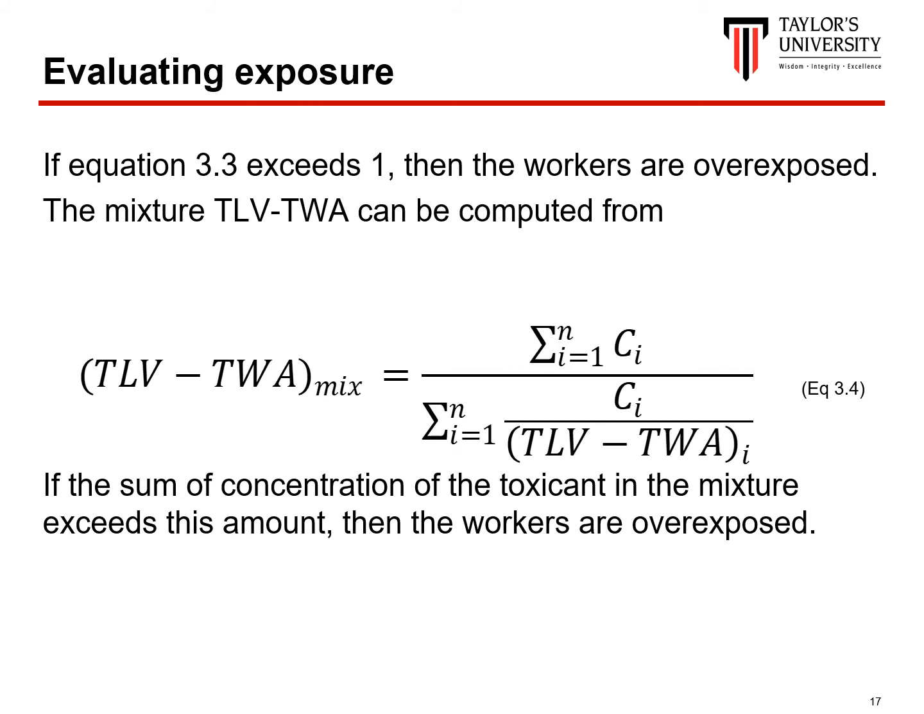If the summations of concentrations of the toxicants in the mixture exceeded this amount, then the workers are also overexposed. So for mixtures of toxicants with different effects, such as an acid vapor mixed with lead fumes, the TLV cannot be assumed to be additive.